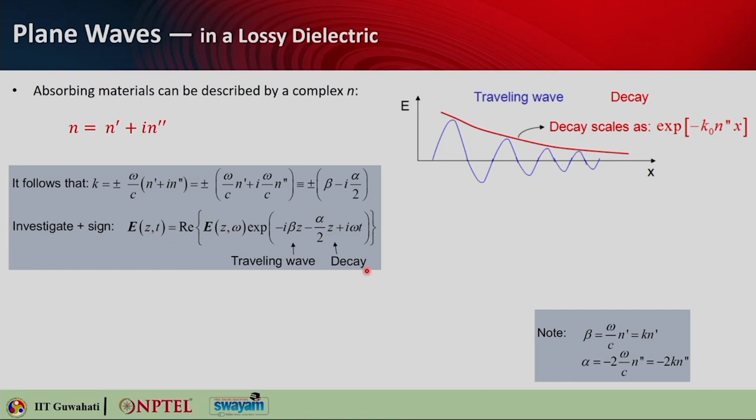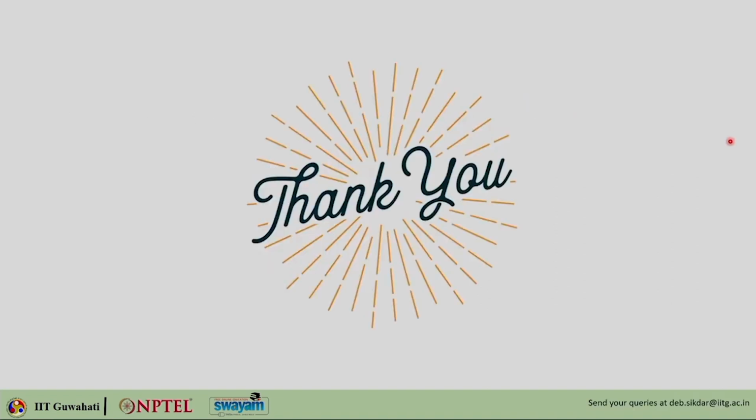What I mean to say is that here the wave will be propagating, but along with the propagation the amplitude will not remain the same, it will keep on decaying, and this will be the rate of decay. With that we'll stop here, and in the next lecture we'll discuss polarization optics.